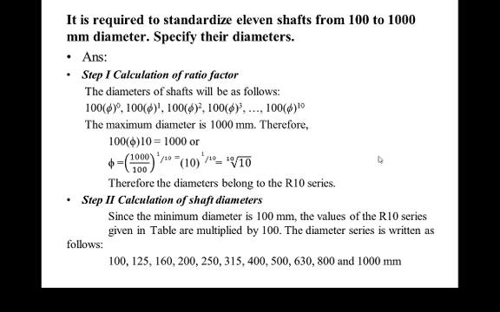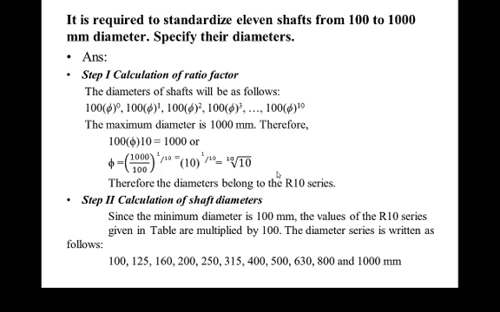Now how do we evaluate it? That is 100 into 5 raised to 0, 100 into 5 raised to 1, 100 into 5 raised to 2, 100 into 5 raised to 3, up to 100 into 5 raised to 10. The maximum number is 1000. Therefore my value of 5 will be 1000 divided by 100, raised to 1 by 10. Therefore 10 raised to 1 by 10. Therefore the series is the 10th root of 10, which means it is an R10 series. In this way you can find out a series.